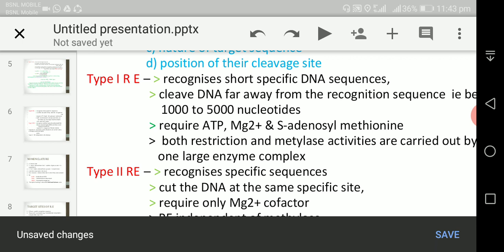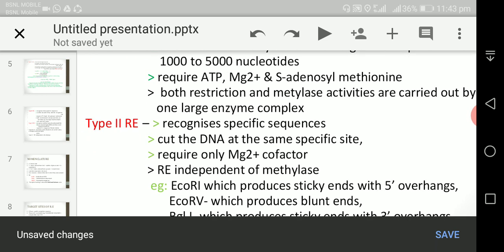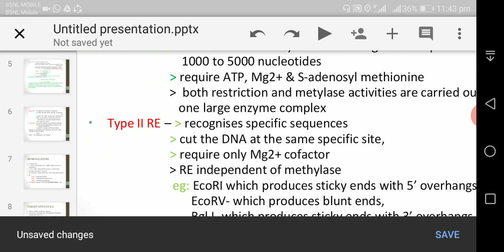So, they are not used for genetic engineering works. But type 2 restriction enzymes recognize specific sequences and they cut the DNA at the same specific sequence where they recognize. So, they are of much use in genetic engineering works.